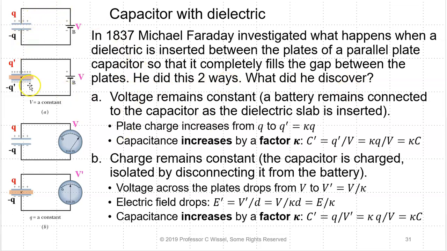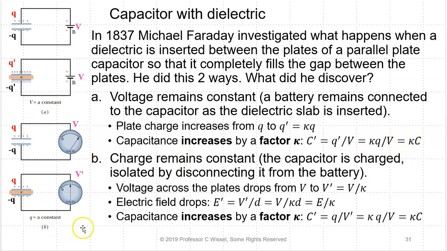The first way was this. He kept the battery connected to the capacitor. So the voltage remains constant because the battery remained connected to the capacitor as the dielectric slab was inserted. The plate charge increased from Q to Q prime, and Q prime equals kappa Q. The capacitance increased by a factor kappa. C prime equals Q prime over V, or kappa Q over V, or kappa C.